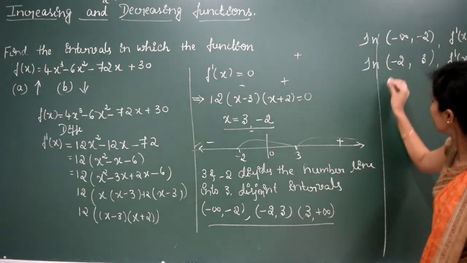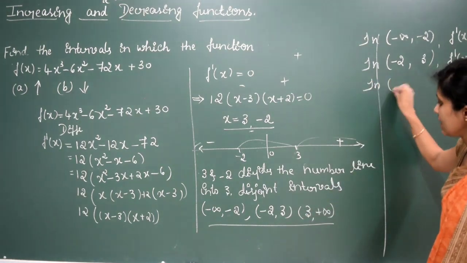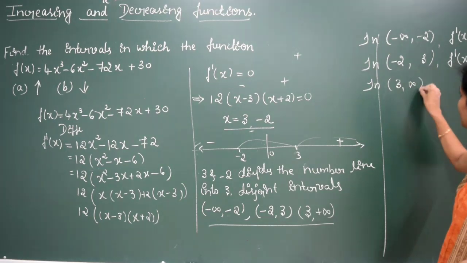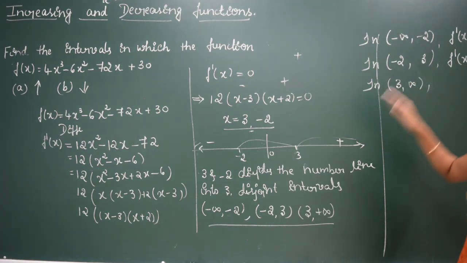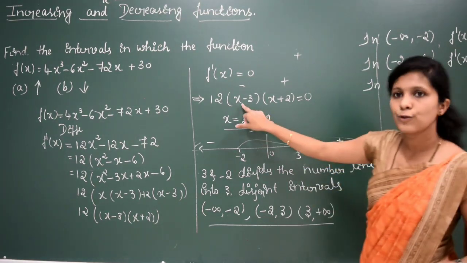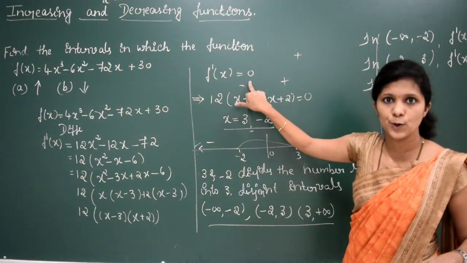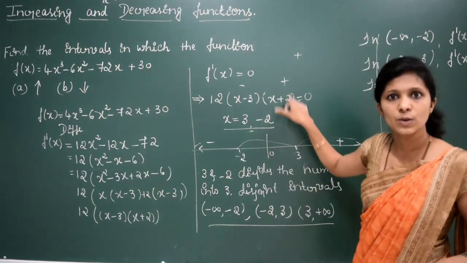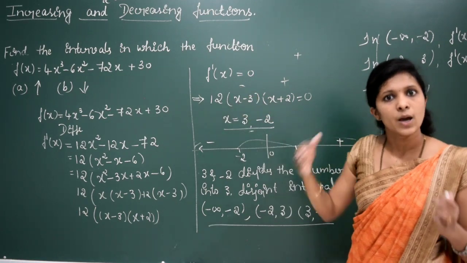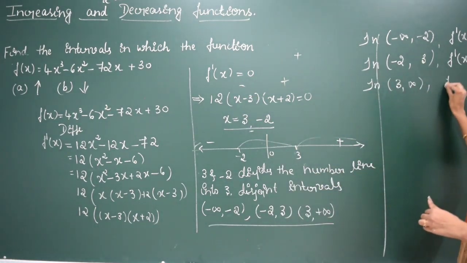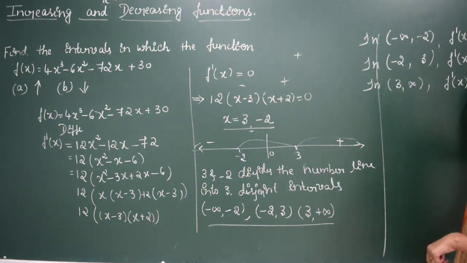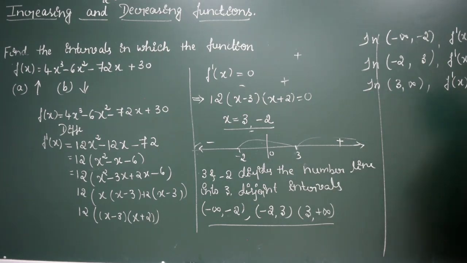Now the third one is there. We'll consider the interval 3 comma plus infinity. All the positive values, right? More than 3. If I substitute 4, 4 minus 3 is obviously positive, right? Here 4 plus 2 is positive. So positive into positive will be positive. So f dash of x is greater than 0. I hope you have understood this one. See, in this interval it is greater than 0, and in this also it is greater than 0. In this interval the function is less than 0.